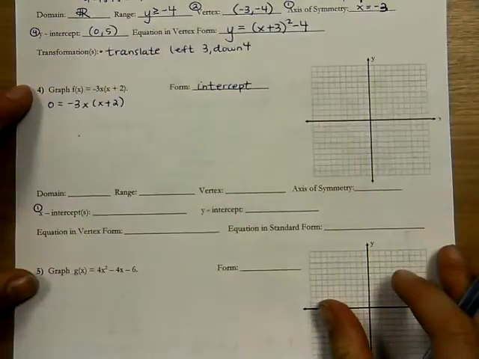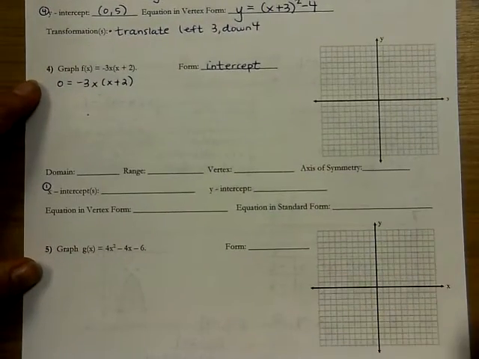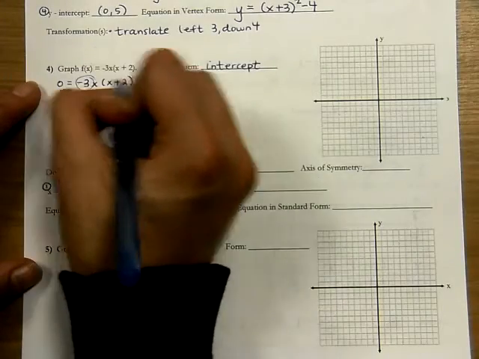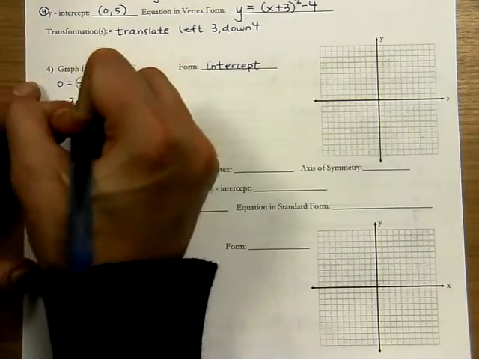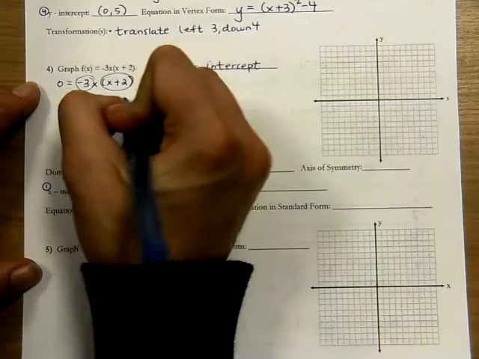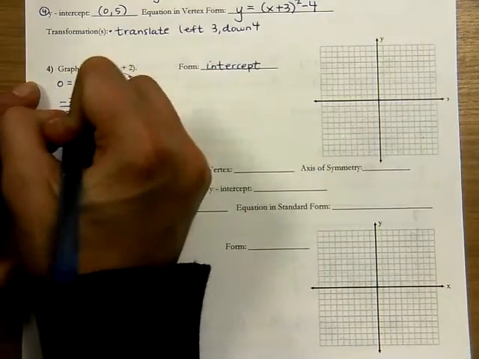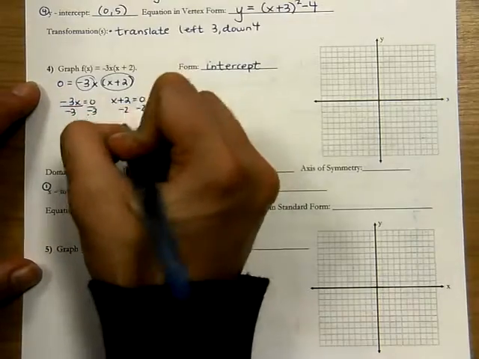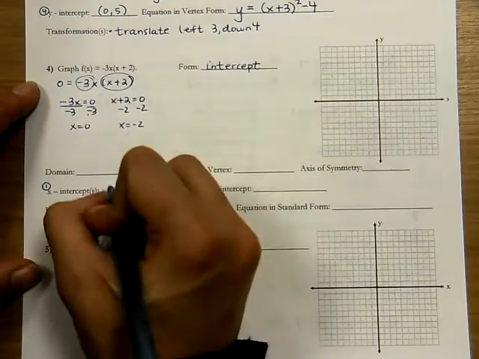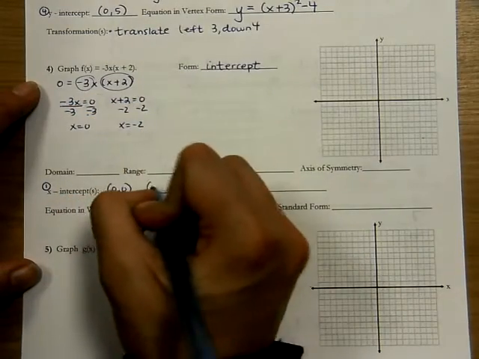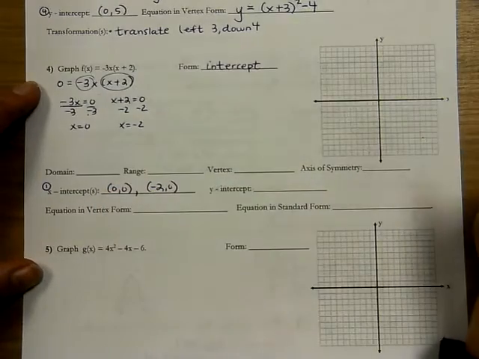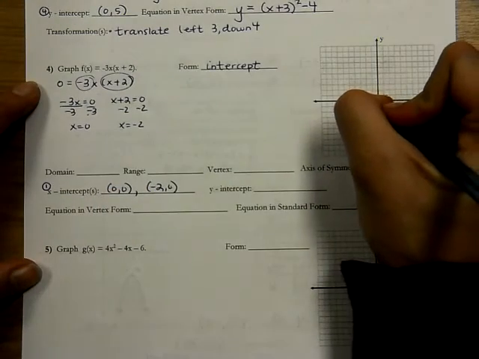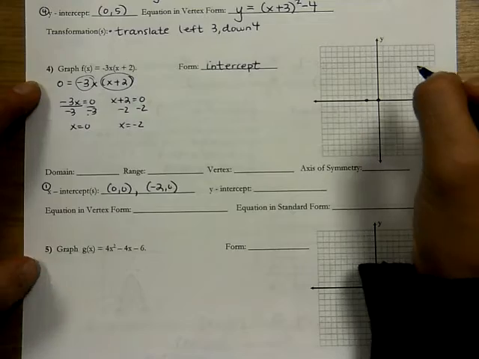When it's in intercept form, to solve for x, I need to use the zero product property. I can set each factor equal to 0. Negative 3x equal to 0, and x plus 2 equal to 0. To solve for x over here, I just divide by negative 3, and to solve for x over here, I subtract 2. So my two x-intercepts are (0, 0) and (negative 2, 0). And I can plot those points.